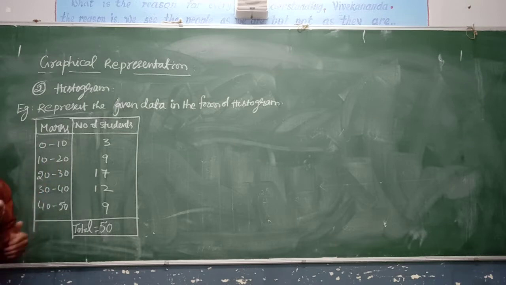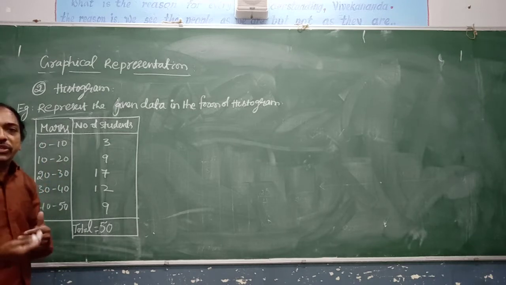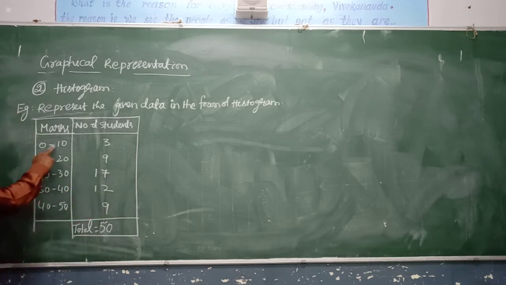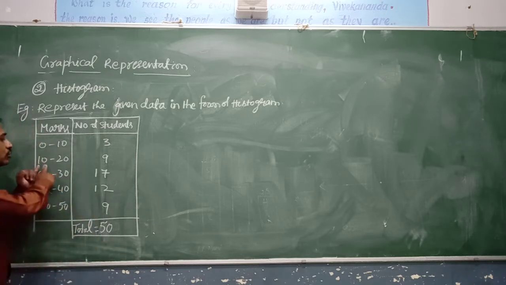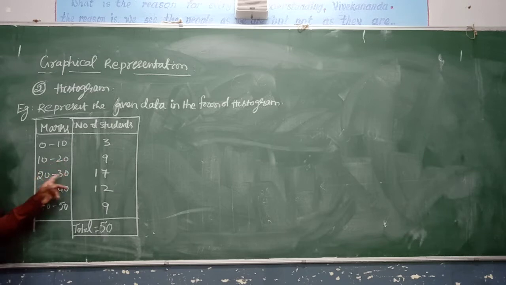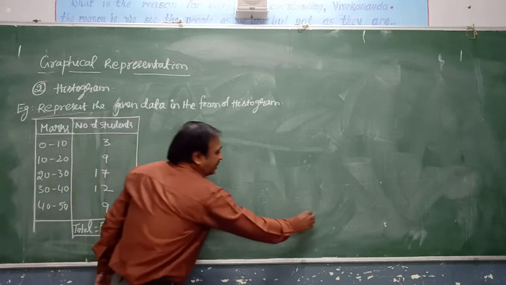How can you say whether it is continuous class intervals or continuous data or not? By seeing the upper class limit of one class interval and the lower limit of the succeeding class interval. If those two are the same, then we say that it is continuous data. For example, 10 to 20, the upper limit is 20; 20 to 30, the lower limit is 20. If it is like this, 20, 20, 30, 30, then we call it a continuous class interval or continuous data.